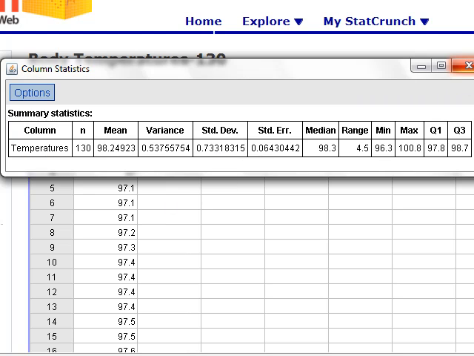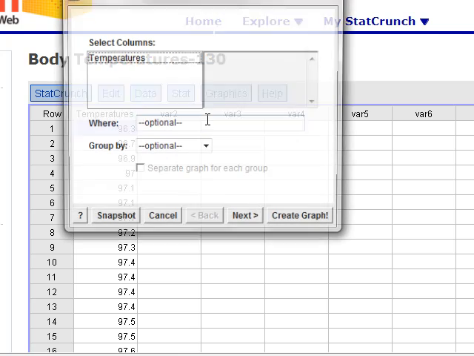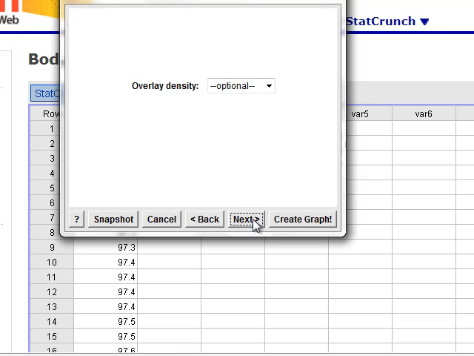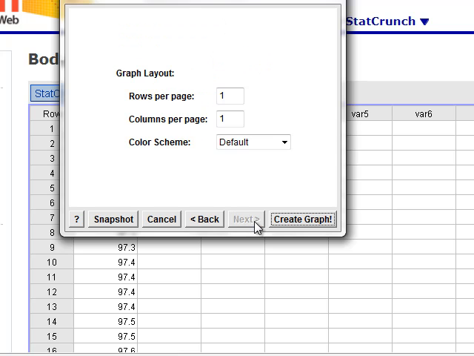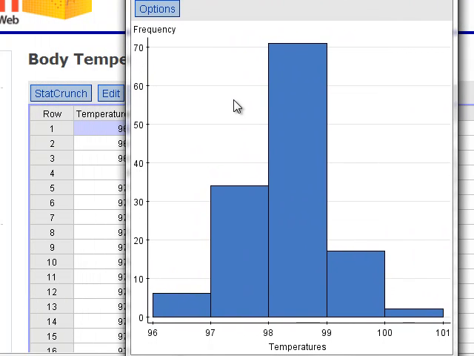Now if we wanted to create a histogram of that, close out of that, just go to Graphics, Histogram, Temperatures, Next. We'll do a frequency histogram and take all the defaults. And there's our histogram. You know, pretty much a bell-shaped normal curve. If I were doing this for real, I may want to go in and change this from 1 degree to maybe 0.5 or 0.4 degrees, just so I can see what's going on inside here a little bit better.